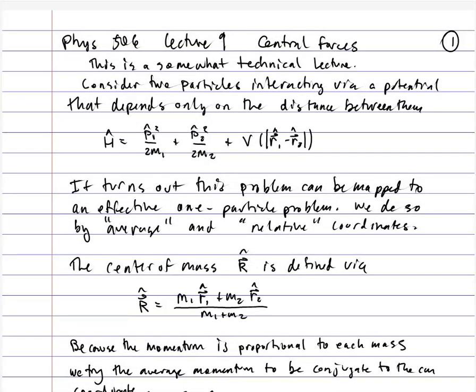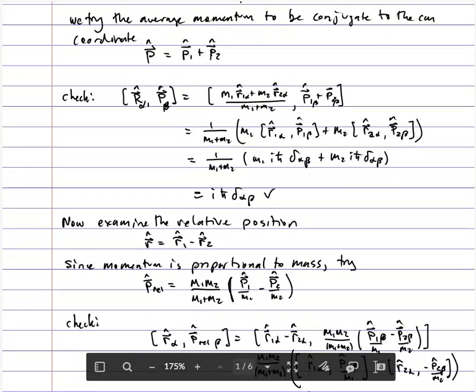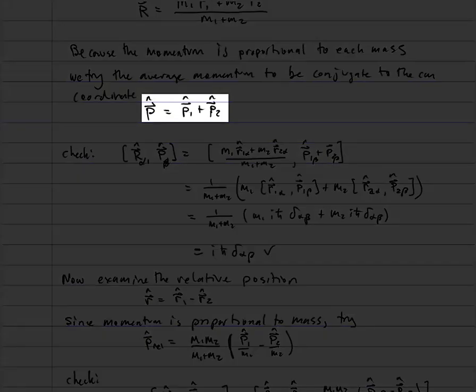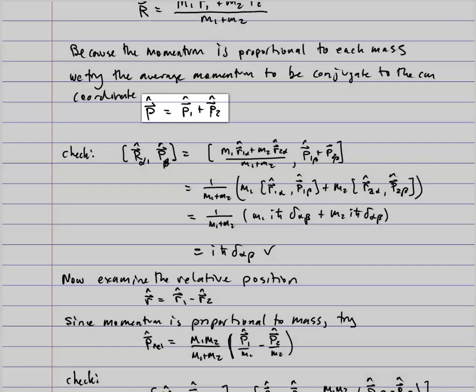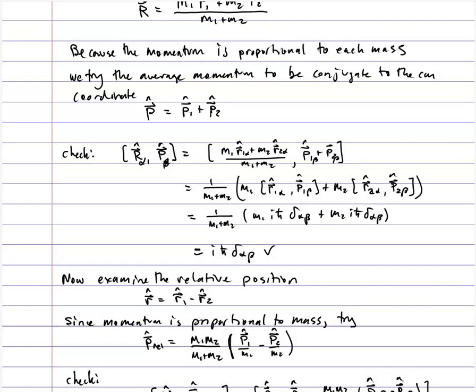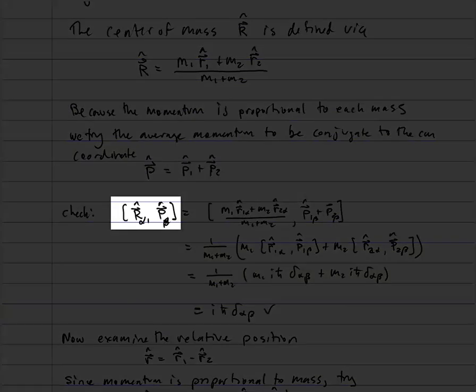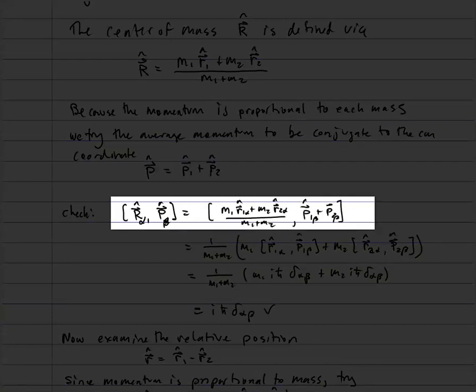Now, because momentum is proportional to each mass, it turns out that the average momentum, which is going to be conjugate to this, is actually just P1 plus P2. And the way that we check is we want to verify that the commutator of the big R with the big P is equal to i h bar. So let's go ahead and calculate that. Let's look at big R alpha, commutator with big P beta. So big R alpha will be M1 R1 alpha plus M2 R2 alpha divided by M1 plus M2, commutator with P1 beta plus P2 beta.